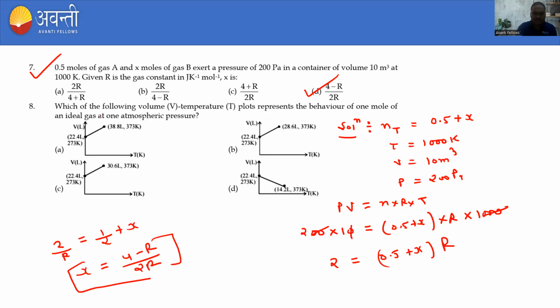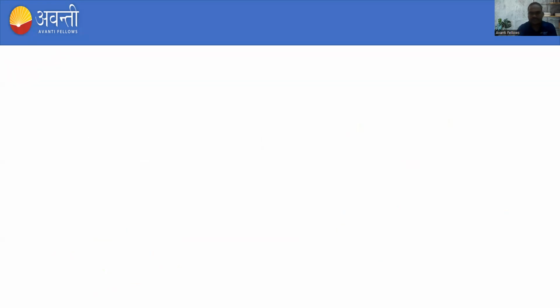So we know some important thing, right? They are asking basically, which of the following volume temperature plots represents the behavior of 1 mole of an ideal gas at 1 atmospheric pressure, right? And some values are already given. So this is a very interesting question, we can say, right? Let me solve this question.